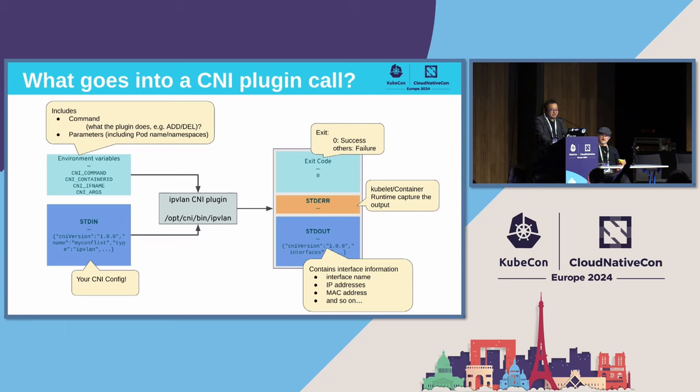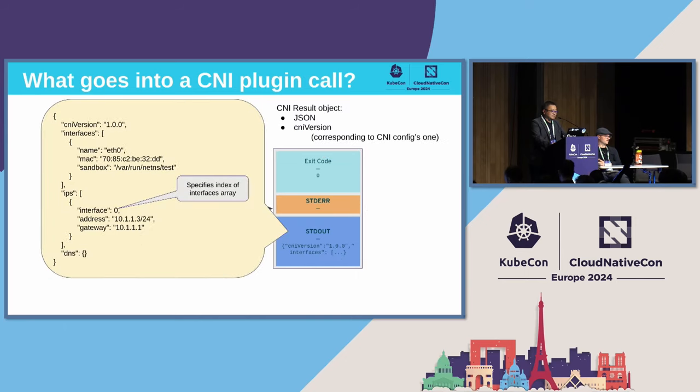And then after that, the plugin outputs three types of information. One is the exit code. Exit code zero means success. If something failed, a non-zero value is returned. And also, for further troubleshooting, the plugin could write error messages to stderr. This stderr is captured by the kubelet and the container runtime, I mean the upper components, and then you can see these error messages through journalctl or similar tools. And if the plugin succeeded, the result is in the standard output. It contains the interface name, IP address, MAC address, and other information.